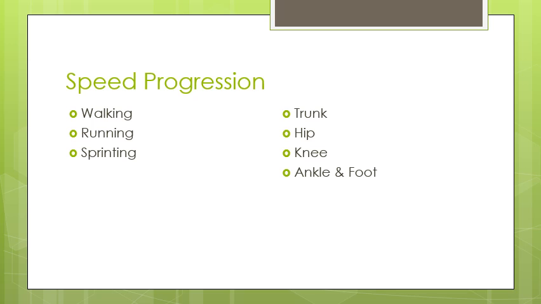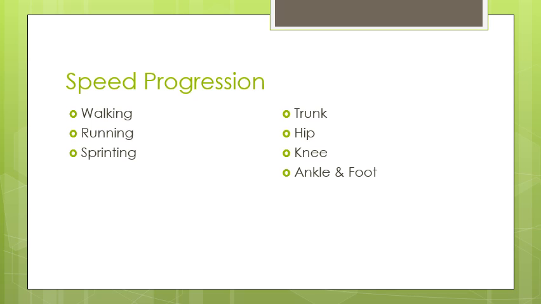Okay, so we had mentioned at the beginning of this that there's a distinct difference when you talk about speed progression. So you have walking, running, sprinting. Obviously, when we're talking about sprinting, we're talking about running at the maximal speed possible for a short amount of time. So just to summarize the progression that occurs at each one of these areas: the trunk, hip, knee, ankle, and foot. These are the characteristics that jump out the most.